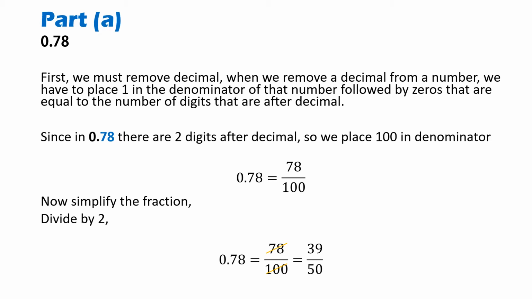Part A. First, we must remove decimal. When we remove a decimal from a number, we have to place 1 in the denominator of that number followed by zeros that are equal to the number of digits that are after decimal. Since in 0.78 there are 2 digits after decimal, so we place 100 in denominator, then simplify the fraction, so here we have 39 upon 50 as a simplified fraction.